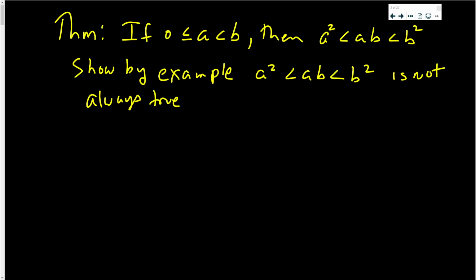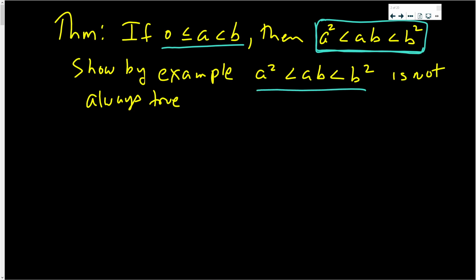In this video, we're going to prove the following theorem. If A is at least 0, but A is less than B, then this statement is always true. And then we want to show that this statement here is not always true. Well, how can that be? Well, if this isn't given.